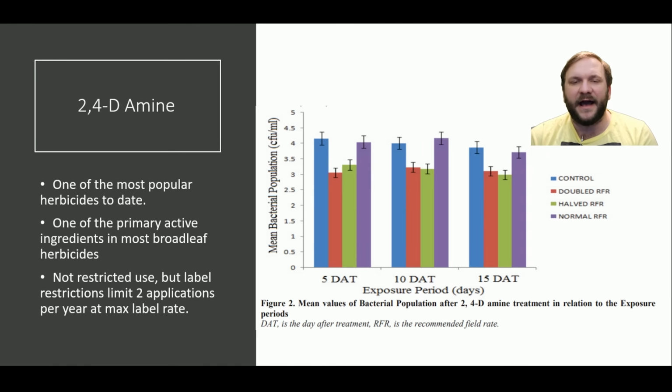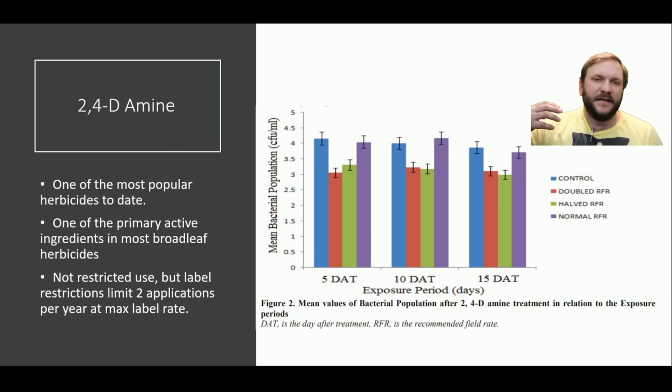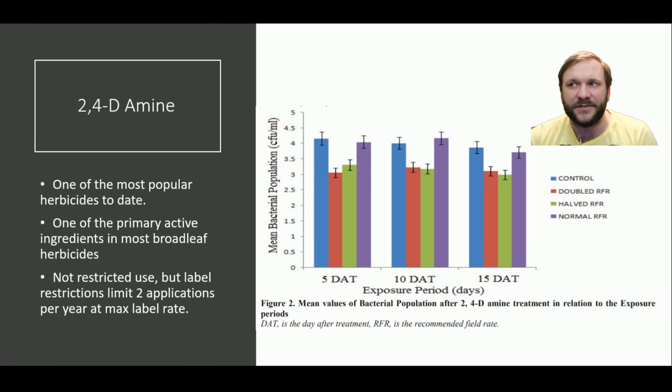Half rates had a higher impact on bacterial populations versus the normal recommended field rate. And when it goes into getting things labeled for residential lawns, there is a reason why the amount of time and effort goes into it, and it's to have data like this to show 5 days, 10 days, 15 days after treatment. Bacterial levels, when applied at the appropriate label rate, are not having tremendous impact, and in this case, negligible impact on bacterial populations.